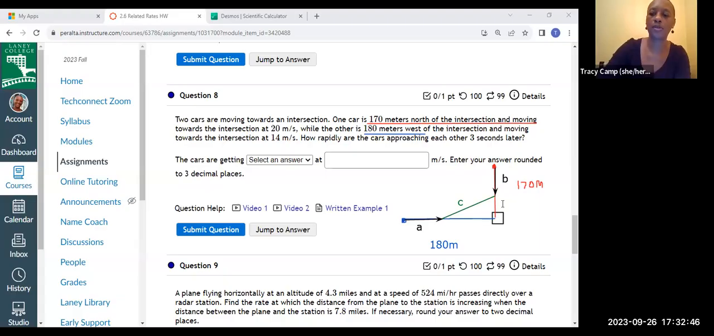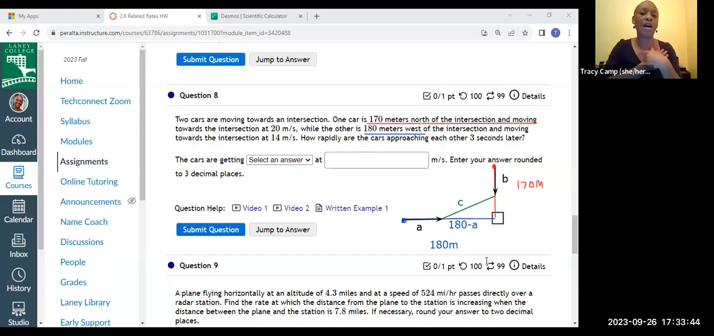I'm going to use this triangle here that has the blue base, the red height, and then the green hypotenuse. But before I go to my iPad and draw this triangle, I need to do something. I need to say that the base of my triangle is 180 minus A, because this car was a distance of 180 meters total from the intersection. And then it drove A meters. And so now it's 180 minus A.